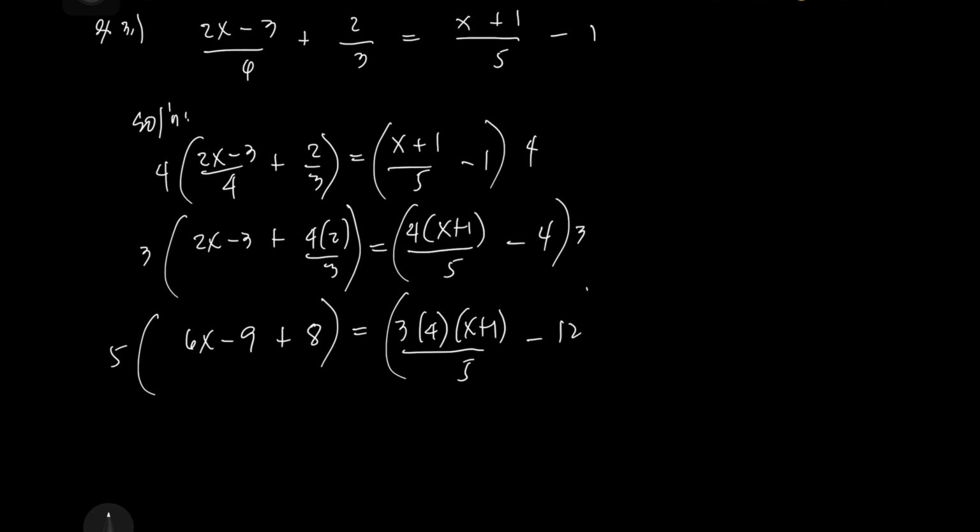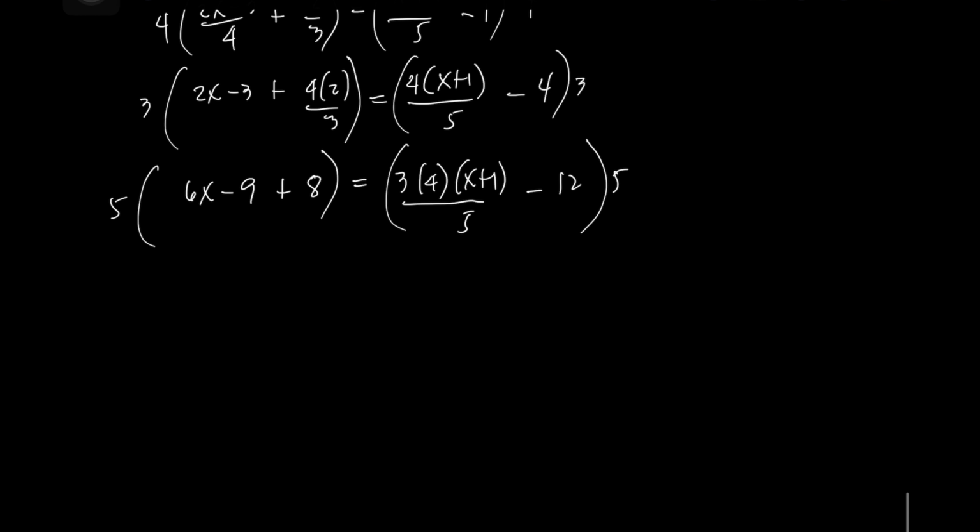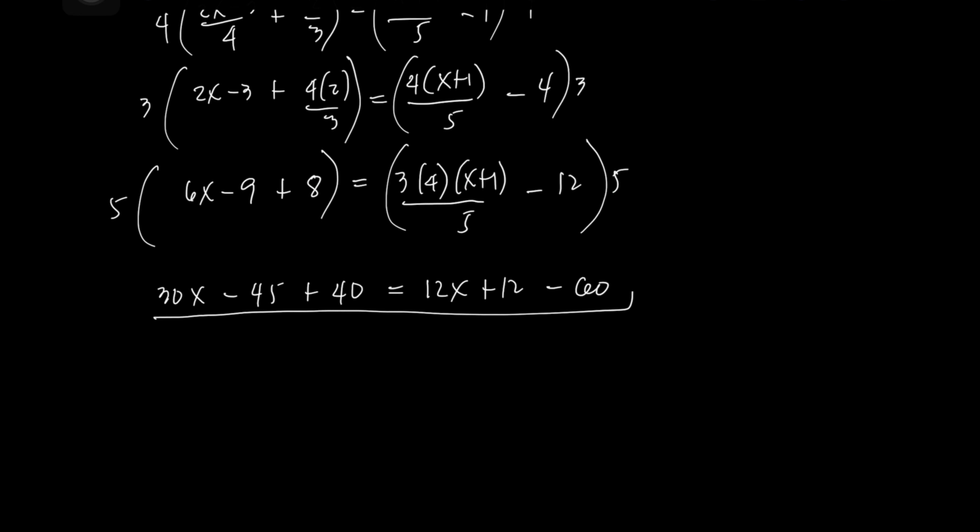Then eliminate 5 by multiplying 5 on both sides of the equation. So we have 30x - 45 + 40 = 3 times 4 is 12 times (x + 1), 12x + 12 - 12 times 5, 60. So you can simplify this one. Right now we don't have a fraction anymore, meaning we don't have a denominator that is not equal to 1, because obviously all of them have a denominator of 1, so we don't have to write that one. So it is easier now.